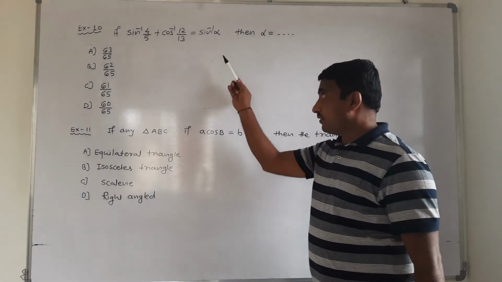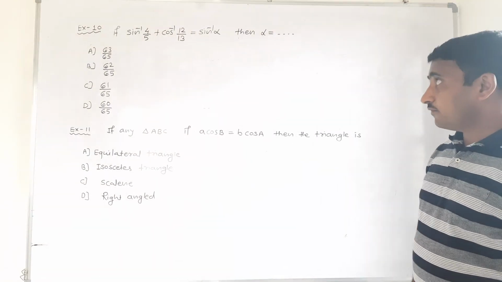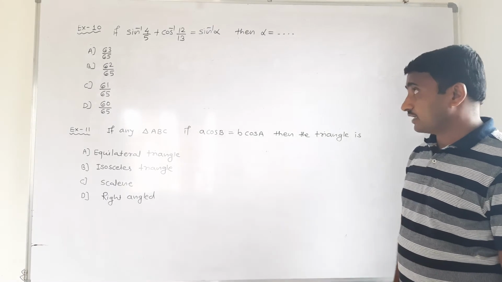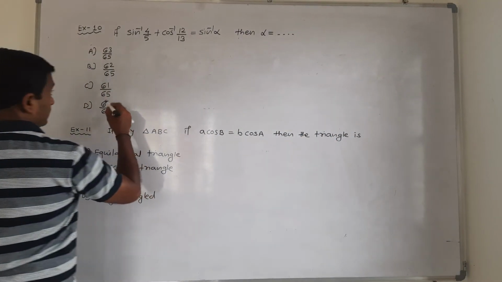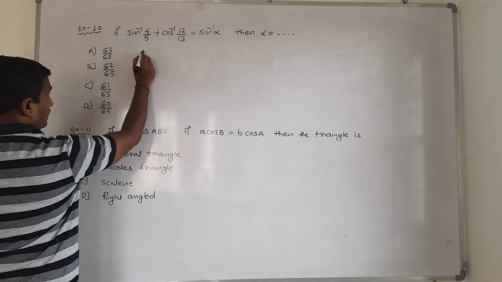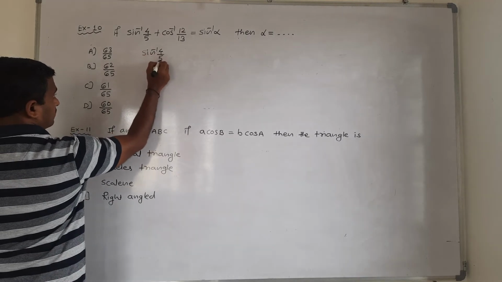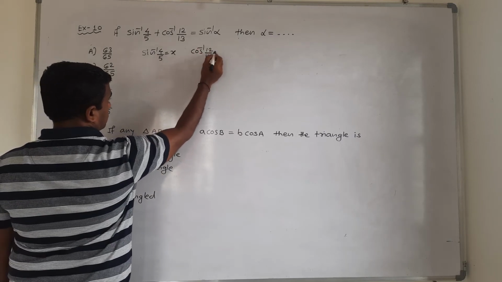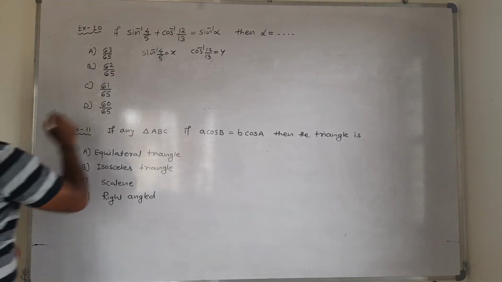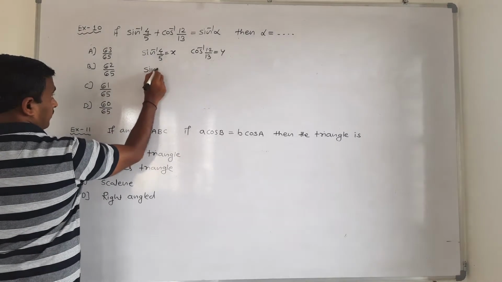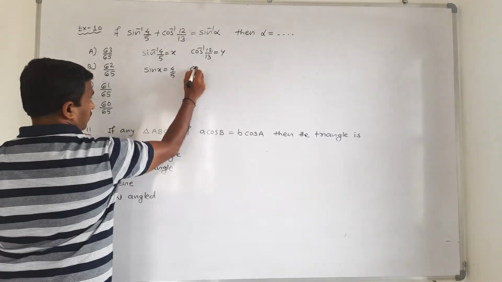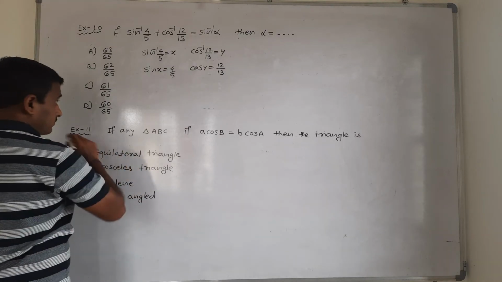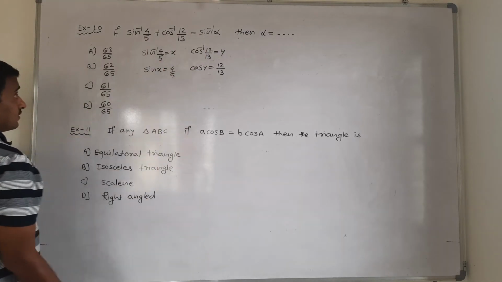Next example, example number 10. Sin inverse 4 by 5 plus cos inverse 12 by 13 is equal to sin inverse alpha. Then alpha is equal to dash. Now I write sin inverse 4 by 5 as x, and cos inverse 12 by 13 as y. Now from this, sin x is equal to 4 by 5, cos y is equal to 12 by 13.